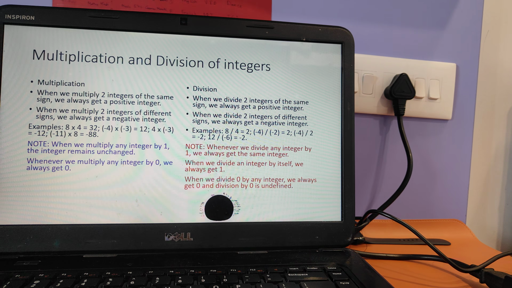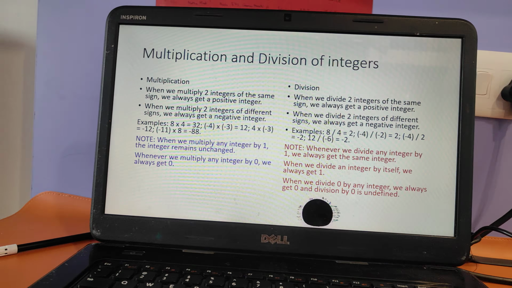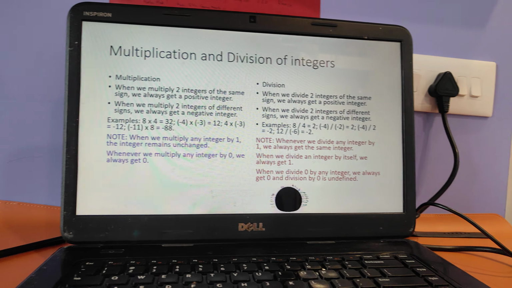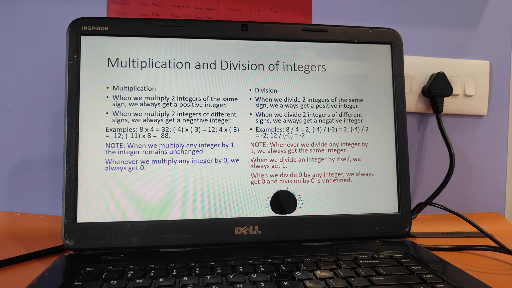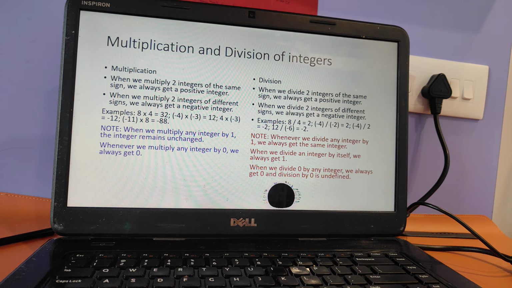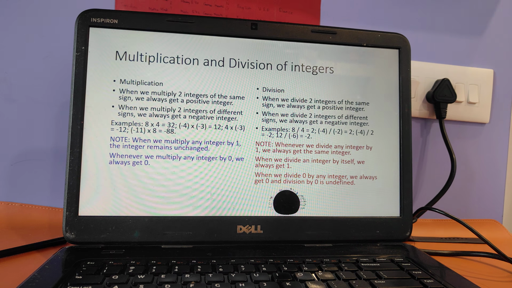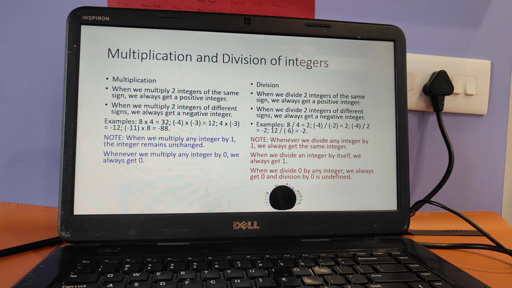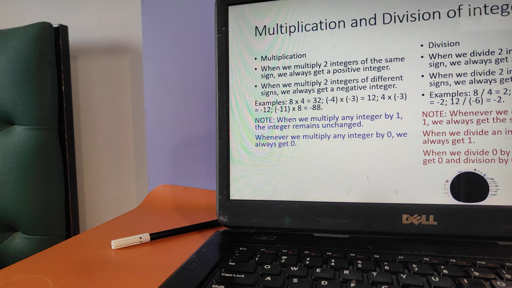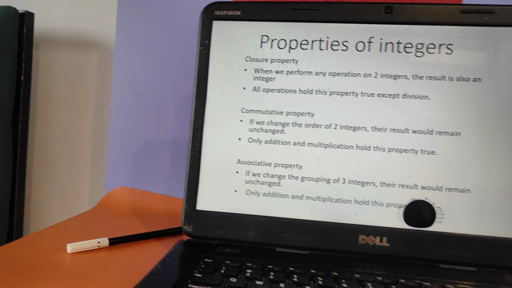When you divide 0 by an integer, you always get 0, and division by 0 is undefined. Just like multiplying any integer by 0 gives 0, dividing 0 by any integer also gives 0. But you can't do the reverse, that is dividing an integer by 0. 0 divided by 8 will give you 0. 0 divided by minus 12 will give you 0. But the converse, that is 4 divided by 0, is undefined, because division by 0 is undefined.